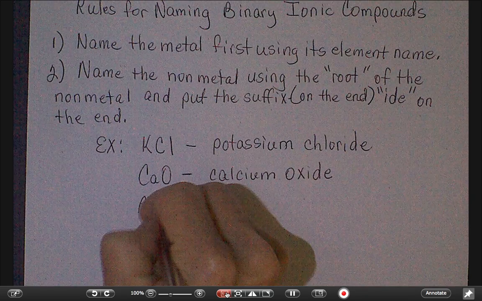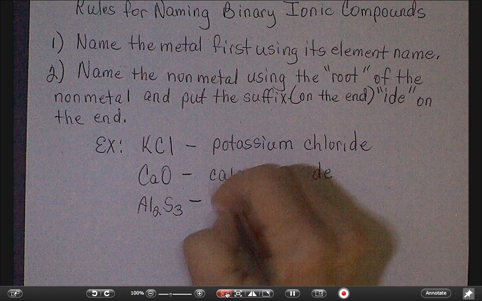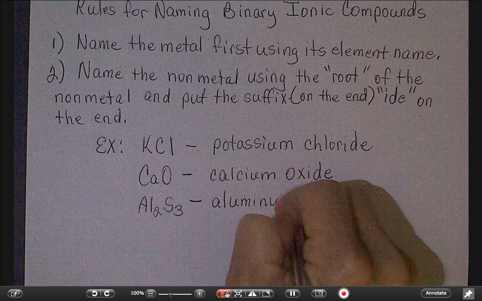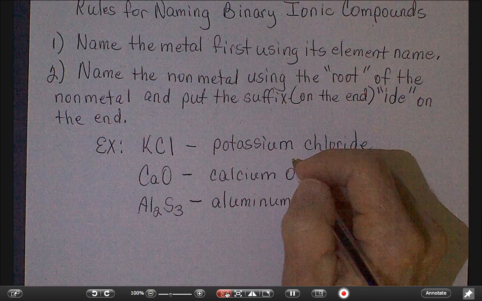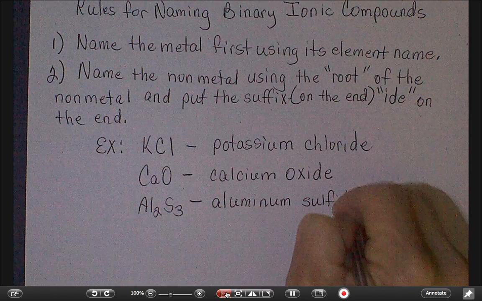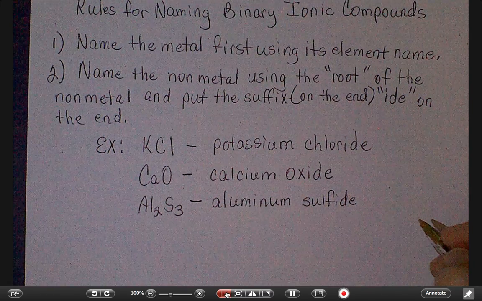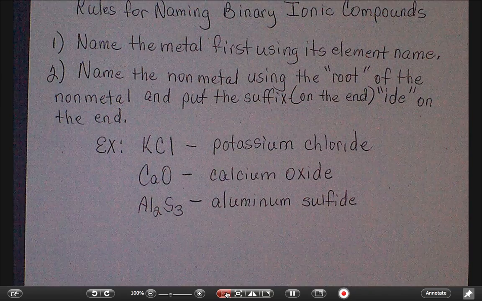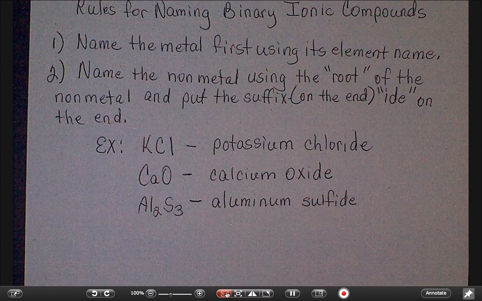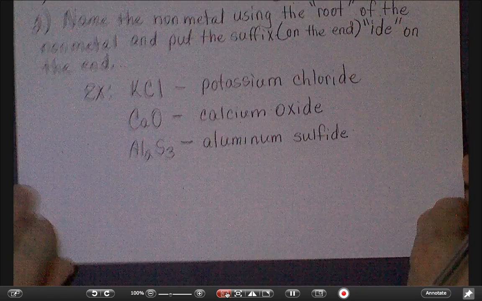Al2S3. Who's Al? Okay. S is who? Sulfur. So it goes sulf. Exactly. Okay. All right. Do you remember me telling you that we'll deal with the transition metals later? Well, guess what? Later has now come. All right.